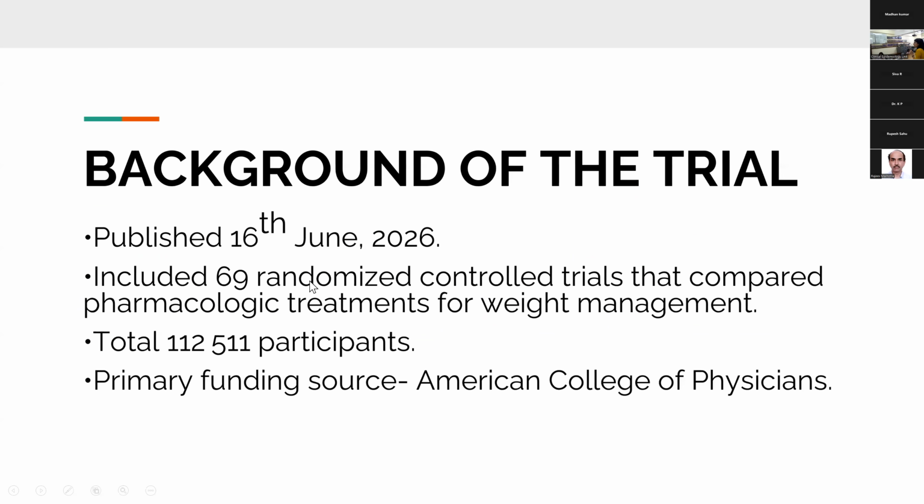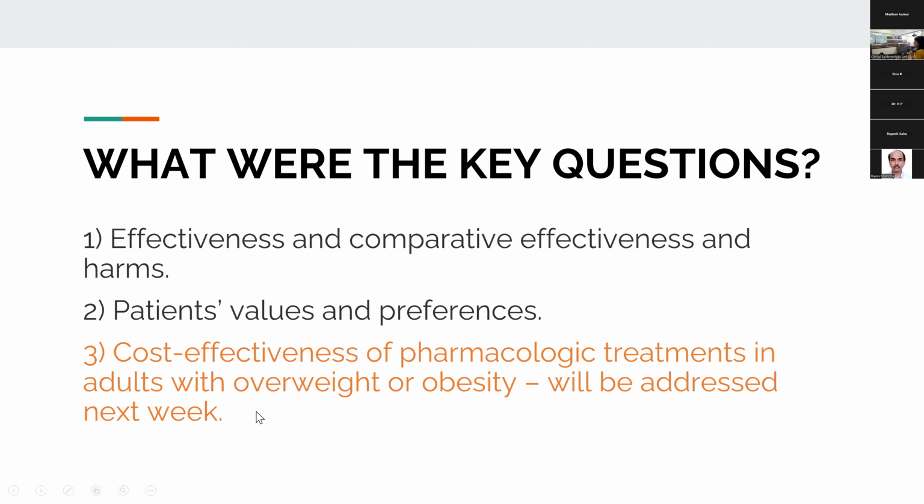This was done across, they've taken RCTs from across the world, but it was published in the Annals of Internal Medicine on 16 June 2026. They included 69 randomized controlled trials that compared pharmacological treatments for weight management. They had a total of 1,12,511 participants, and the primary funding source was ACP. The key questions they looked at were effectiveness and comparative effectiveness and harms, patient values and preferences through a quality of life questionnaire, and cost effectiveness. This cost effectiveness bit I am not discussing today because there is a separate review which we will come to next week.